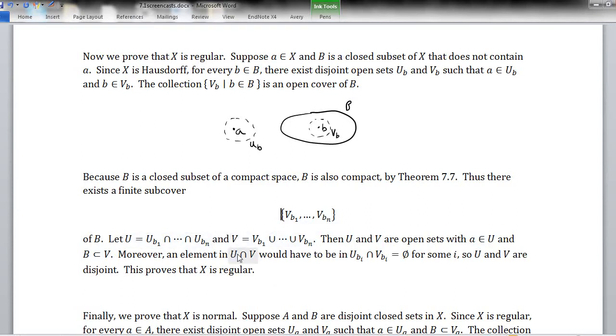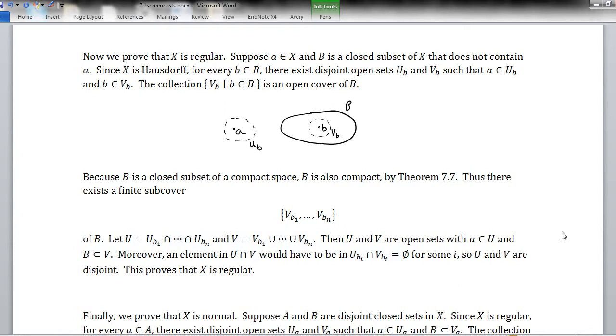Imagine we had an element in both of them. Because it's in the union of the VBIs, it's in at least one of them, some VBI, but then it's in all the UBIs, right? So it would have to be in that particular UBI and that VBI, but we know that those are disjoint from the Hausdorff property. So any element would have to be in the empty set. It means it can't exist, so U and V are indeed disjoint, proving that X is regular.